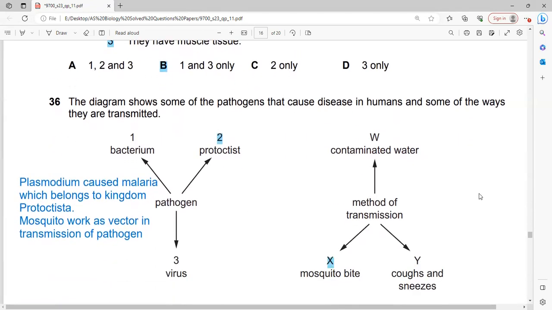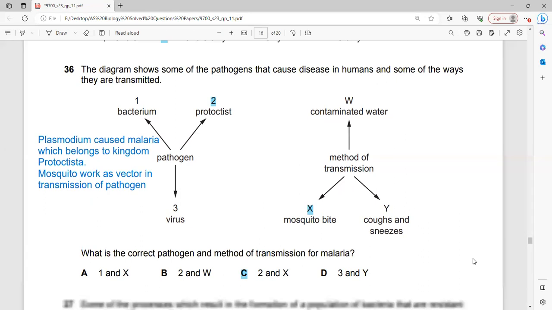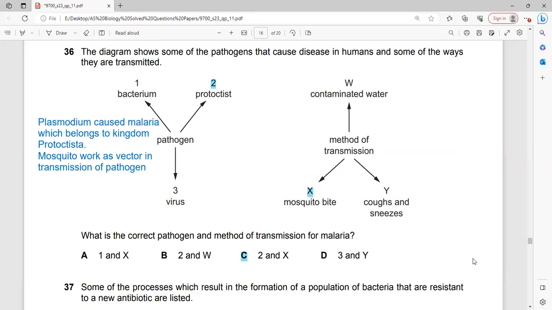The next question is about a diagram showing some of the pathogens that cause disease in humans and some of the ways they are transmitted. So these pathogens, which are causing the disease, and their pattern of transmission are given there. Now the question is, what is the correct pathogen and method of transmission for malaria? So malaria is caused by Plasmodium, and Plasmodium is related to the kingdom Protoctista. So that's why number 2 is our correct option.